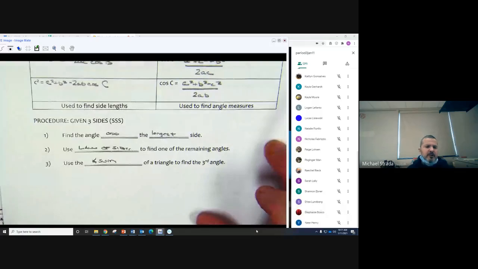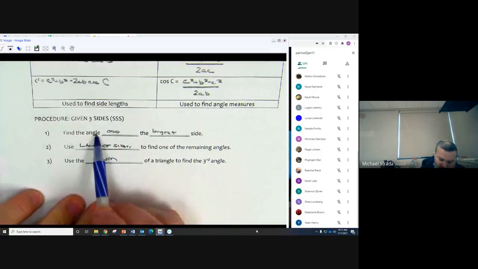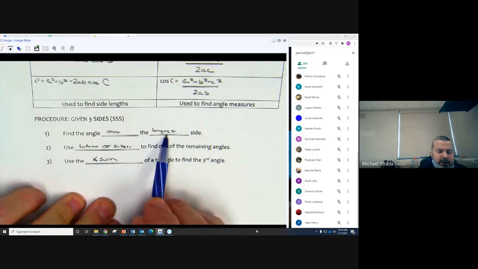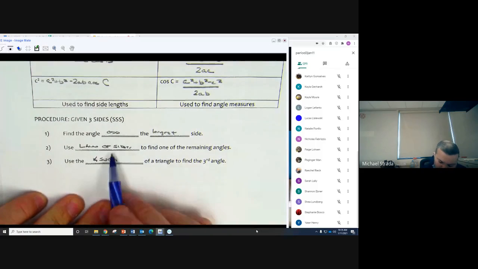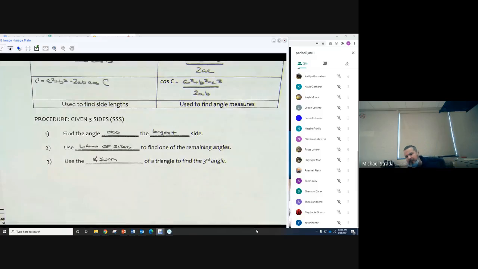Okay, so basically there's two different situations. Procedure given three sides, side, side, side: you find the angle opposite the longest side. It must be the longest side. After that, you then use law of sines, find one of the remaining angles, and then the last thing, you're going to use the angle sum of a triangle to find the third angle.